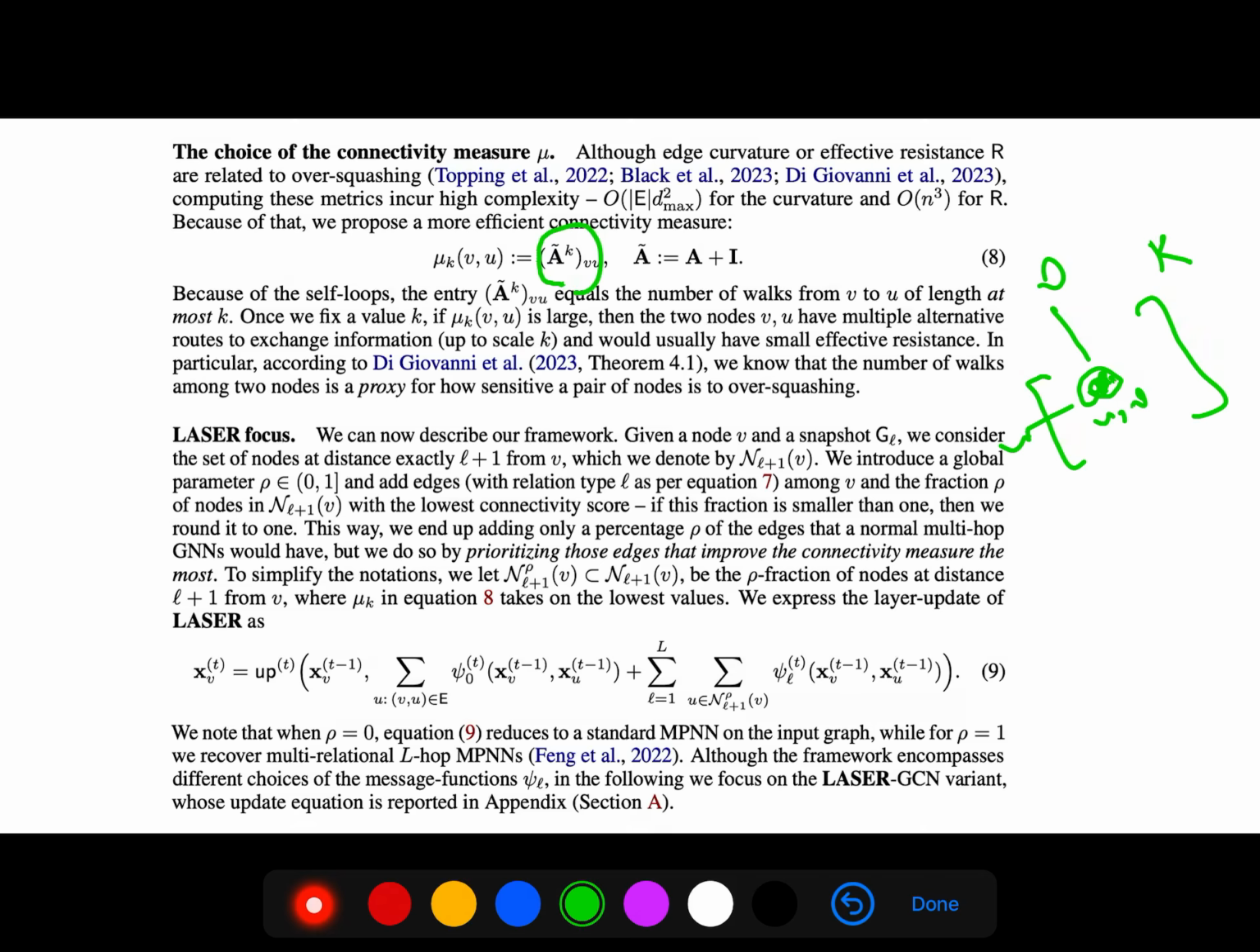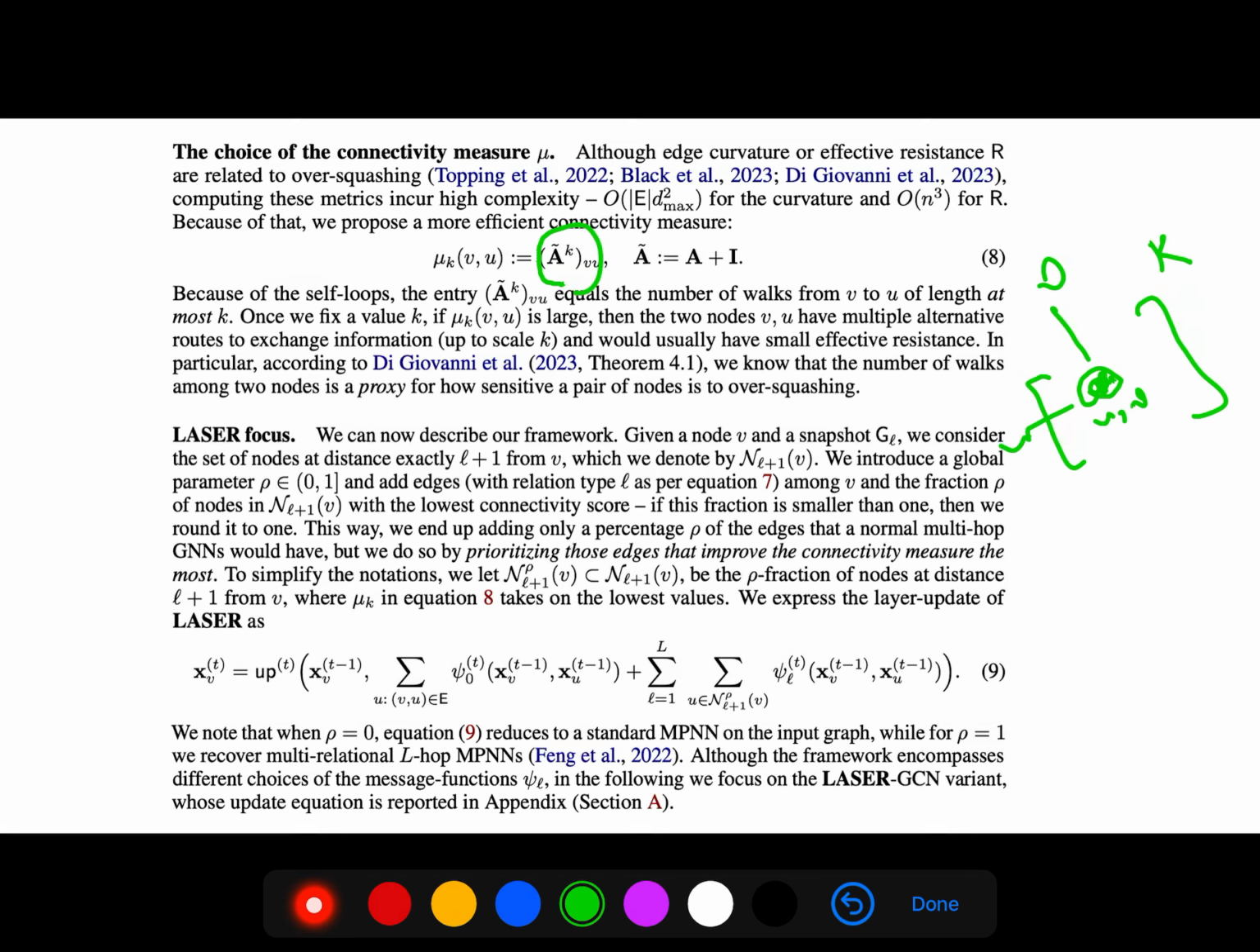So now we describe our method. Given a node v and a snapshot G, we consider the set of nodes at distance exactly L plus 1 from v, and we introduce a global parameter rho. And we add edges among v and the fraction rho of nodes with the lowest connectivity score. If this fraction is smaller than 1, then we round it to 1. So we end up adding only a percentage of edges that a normal multi-hop GNN would.